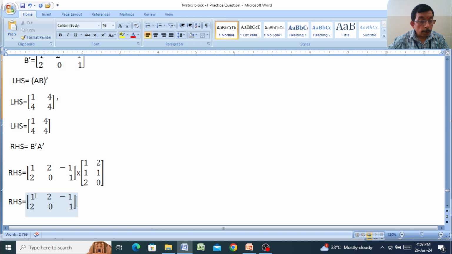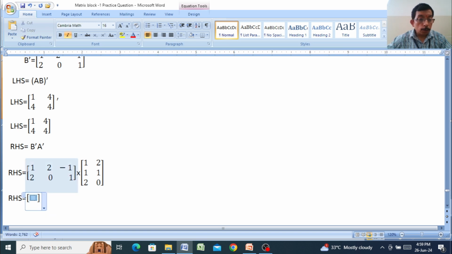Now we take one by one row and column, and multiply. First row, first element 1, multiply 1, then plus first row second element 2, and the corresponding element is 1, 2 multiplied by 1, and the third element of the first row minus 1, and the corresponding element 2, multiplied by 2. First row, first column multiplication is complete, and the first row multiplied with the second column, then we get the second element of the first row.